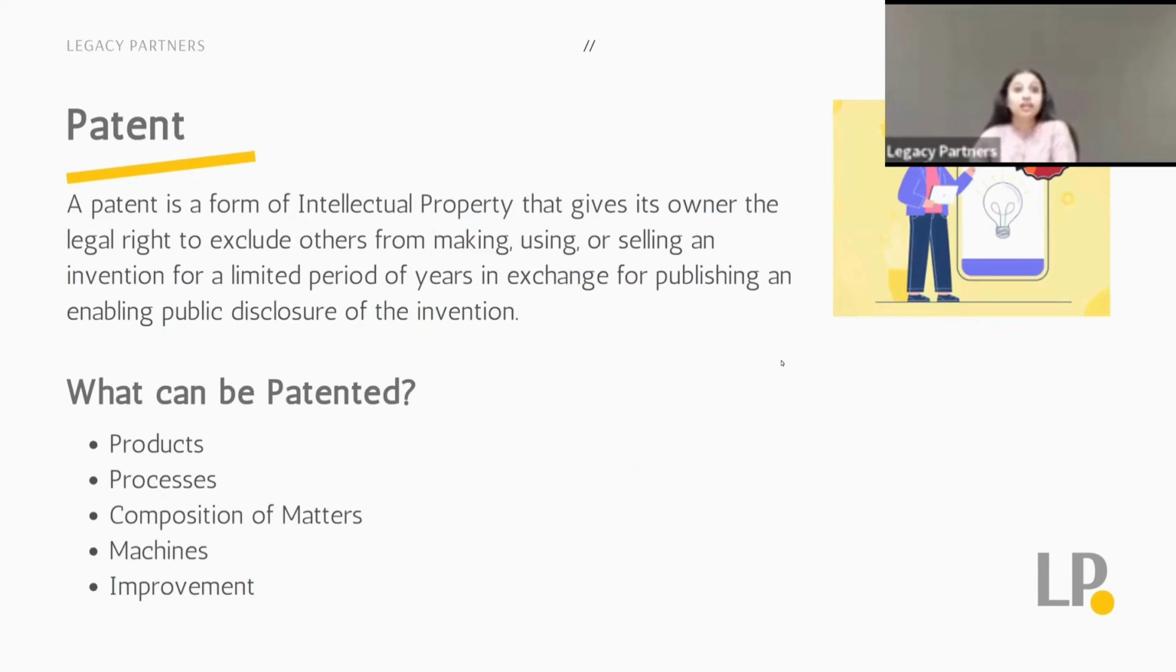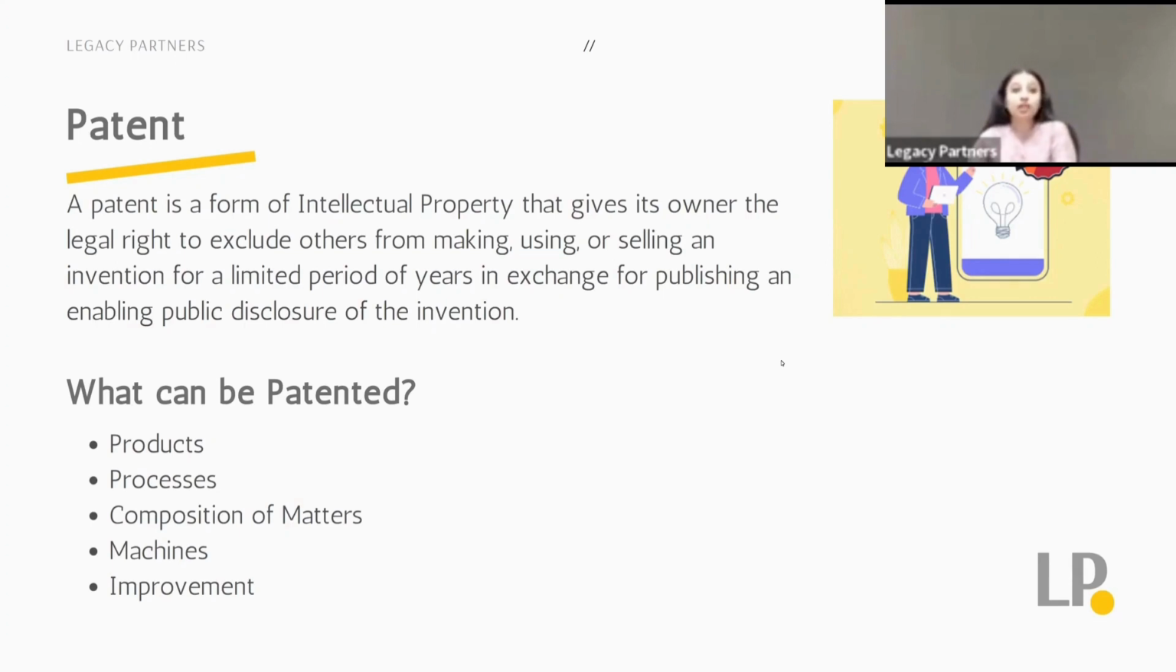The next type of intellectual property is patent. A patent is a form of intellectual property that gives its owner the legal right to exclude others from making, using, or selling an invention for a limited period of time. Whenever a person secures patent registration, it is valid only for a limited period of years. After that, the patent would be published in the public domain.